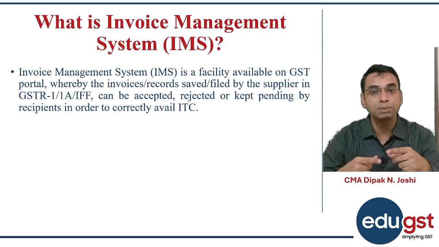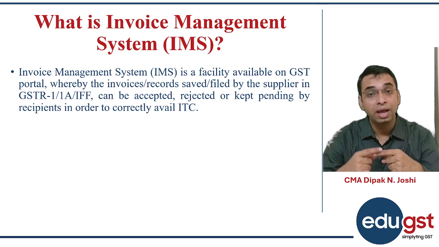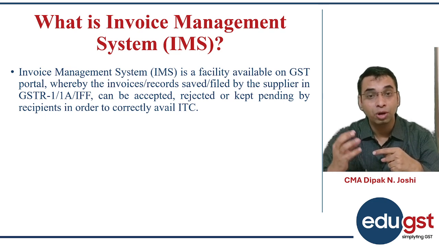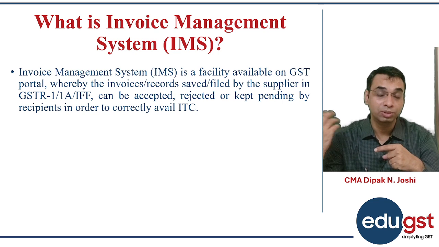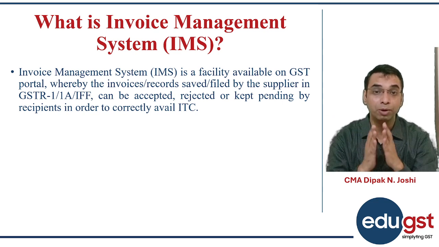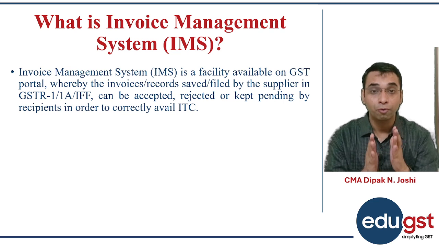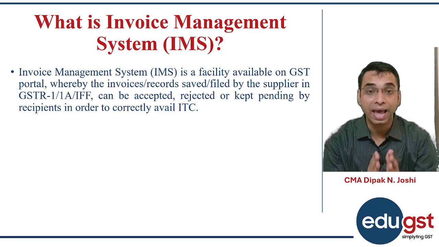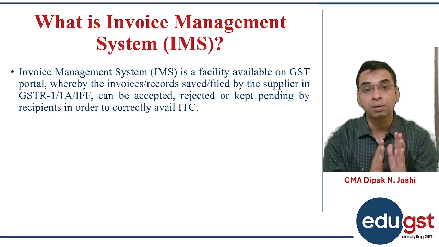So, the recipient is expected to take this action on the IMS portal, and this information will flow from the GSTR 1 which is filed by the supplier. So, GSTR 1 filed by the supplier will become the source document for taking action in the IMS portal.